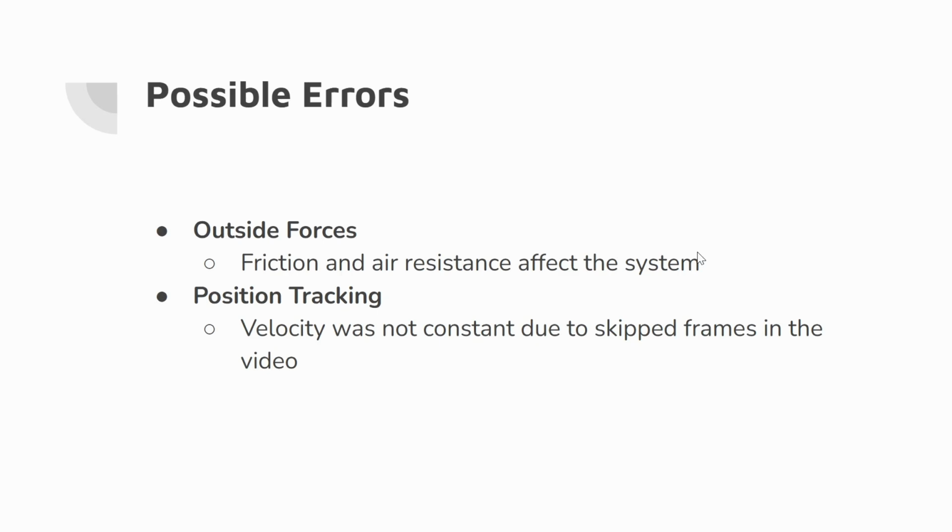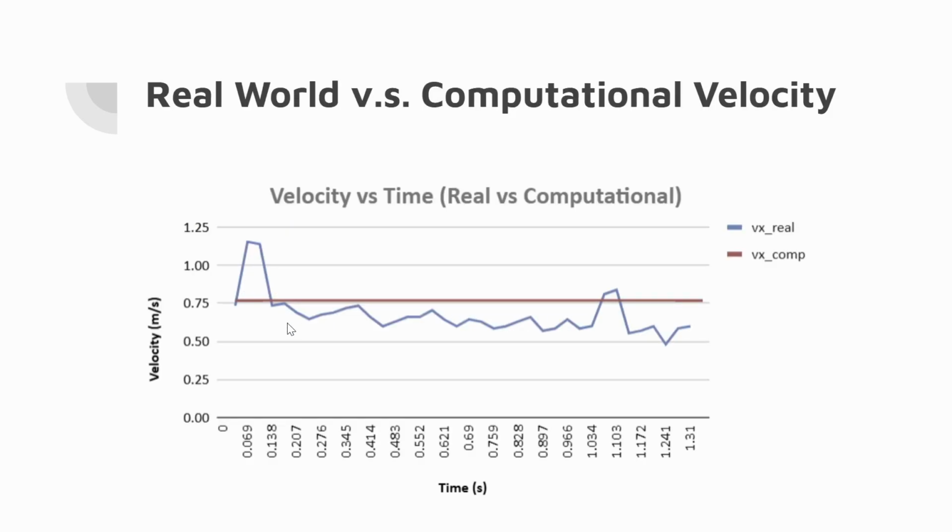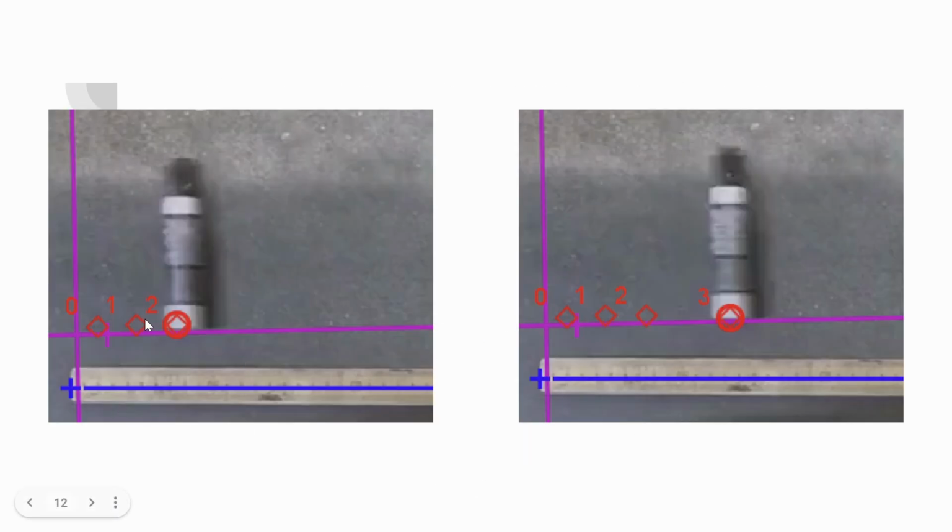Also, while tracking the position in Tracker, velocity was not constant because there were skipped frames in the video that caused these spikes in the graph. This can be seen as we look at the first three frames, which are relatively consistent, and the third frame jumped quite a bit. This is because the frame rate wasn't exactly constant, so there were a little bit of stutters in the video.